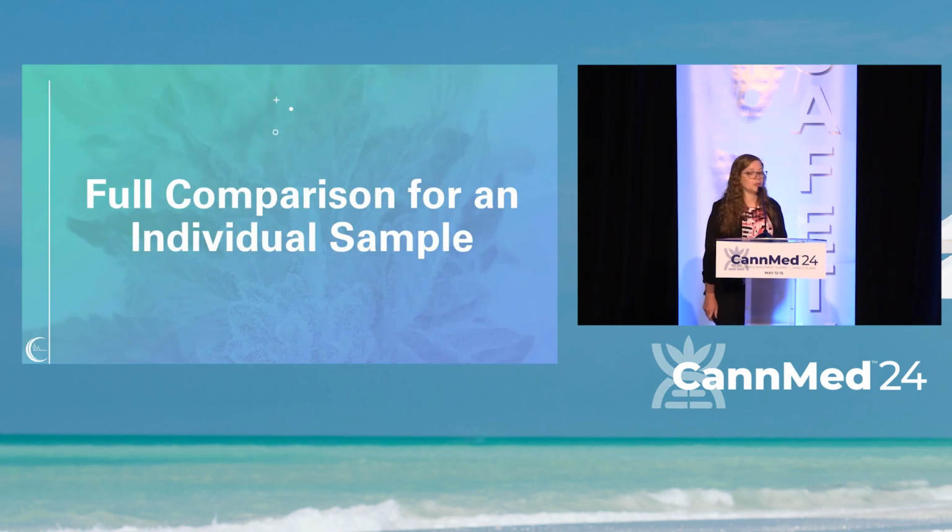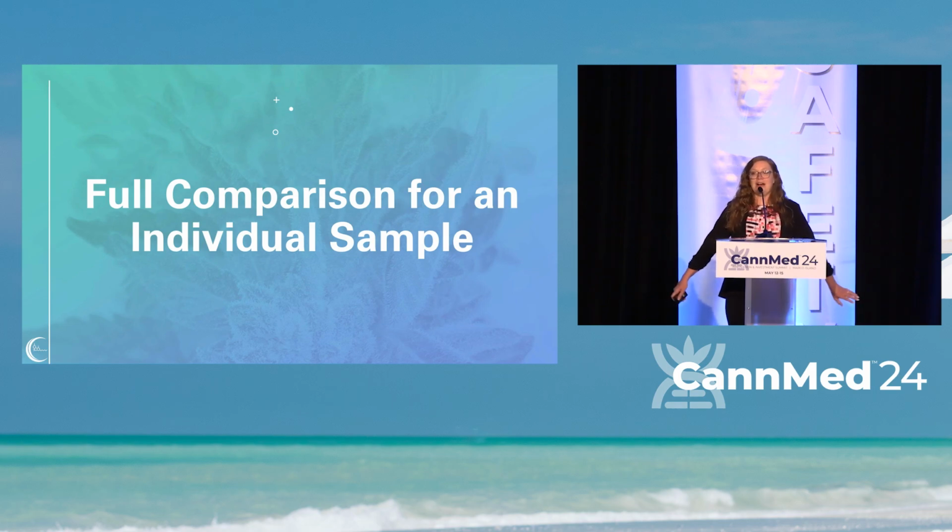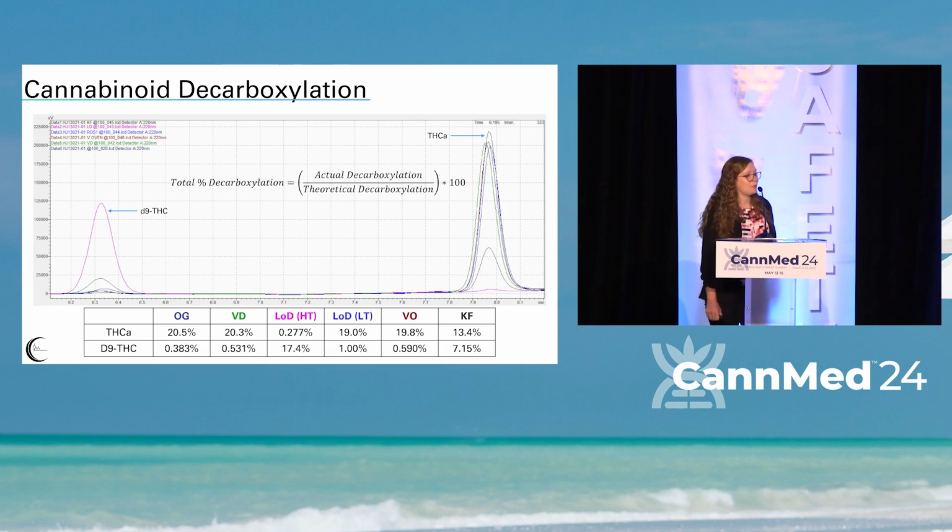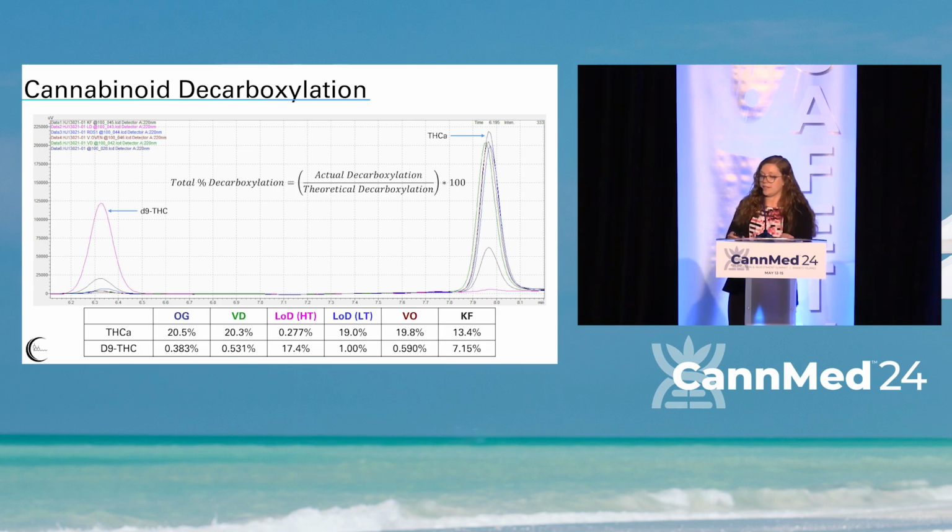So let's do this full comparison for an individual sample. We are about to go very data heavy, so just bear with me here. First up, we have the cannabinoid decarboxylation. What I have in this image is a zoomed in image looking at delta 9 and THCA, and I have an overlay of all of these methods, and I've attempted to color code them, so hopefully you can tell the difference in the colors here.